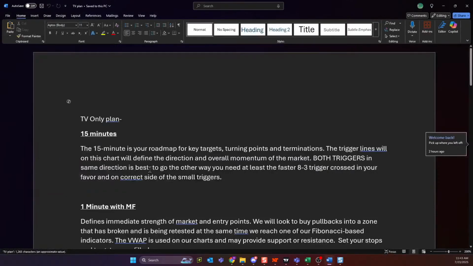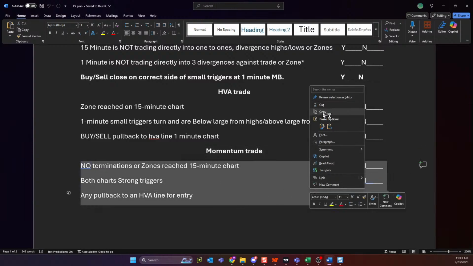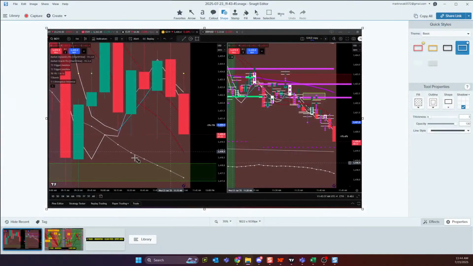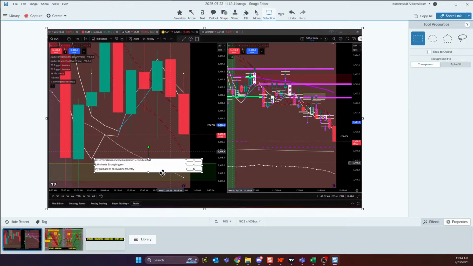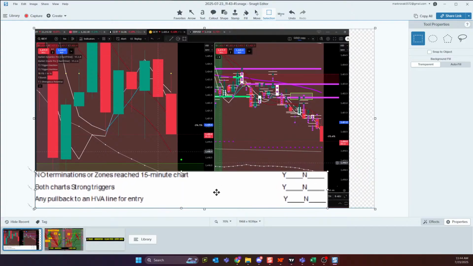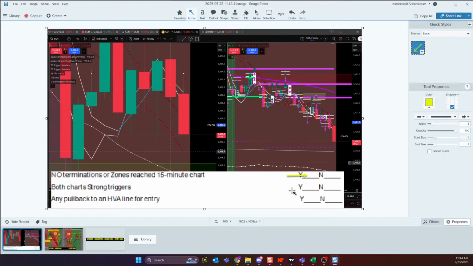So my trading view people, here's our checklist. Stupid checklist. He's always talking about a checklist. Will it let me paste it on? Oh, it will. Look at that. All right. No termination conditions reached on the 15. That's a yes. Strong triggers. Strong side of triggers. Odds favorable momentum. Any pullback to an HVA line. Boom, baby.